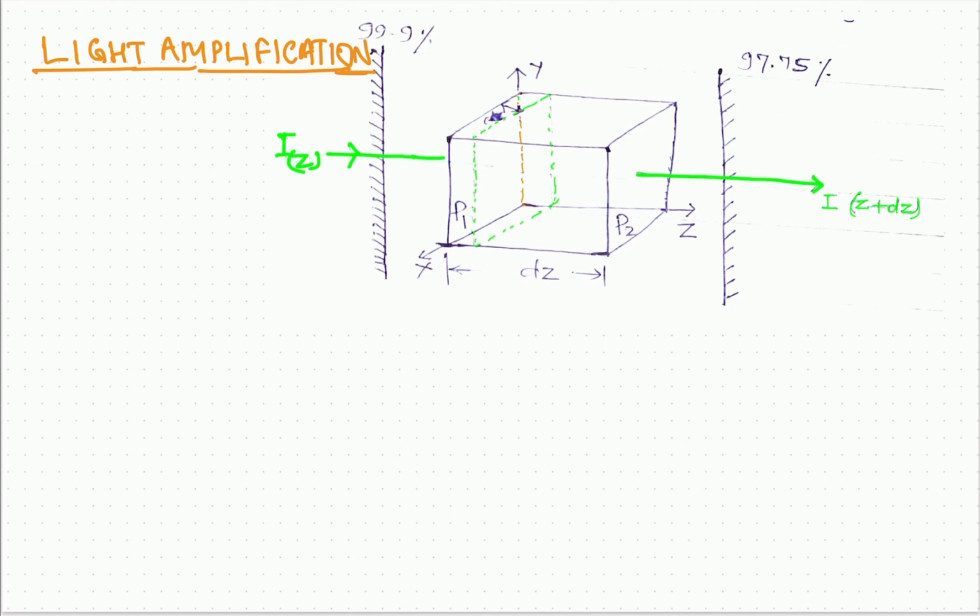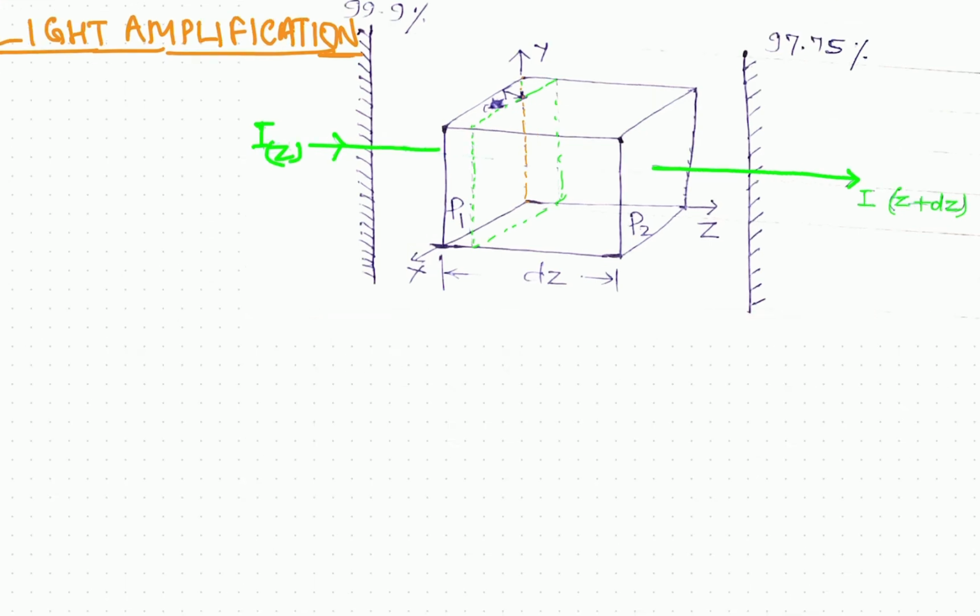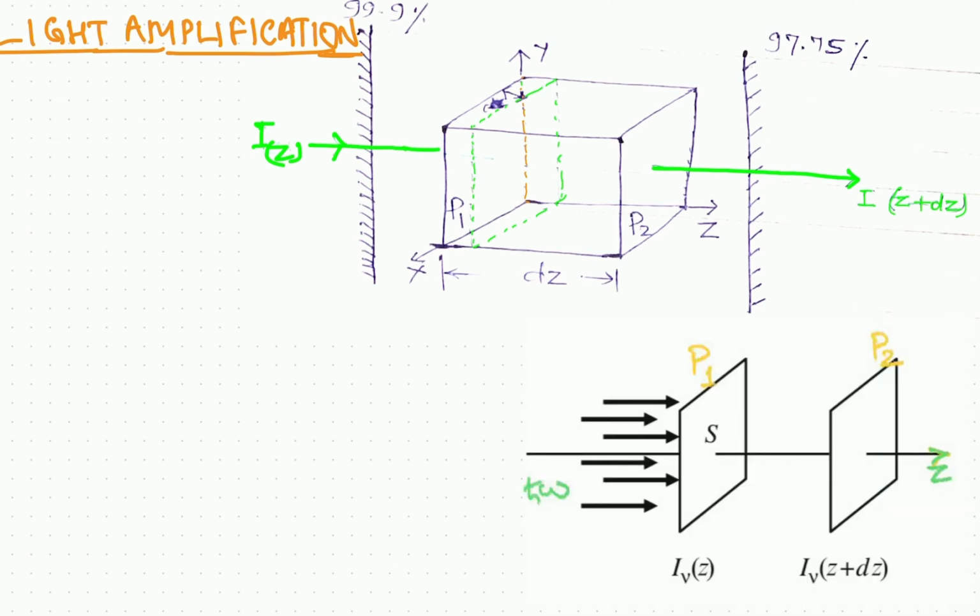Now we will study about the light amplification, and we will derive the expression for the rate of change of intensity of the radiation as it passes through the medium. So let us draw this diagram where this is the mirror and this is also a mirror. This has the high reflectivity and this has the partially less reflectivity, and this is the active medium. So let us consider two planes P1 and P2 of the area S situated at Z and Z plus dz. Let Z be the direction of propagation of the radiation.